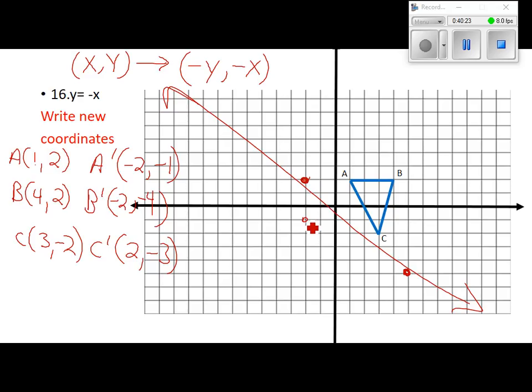-2, -1, that's gonna be A prime. -2, -4, that's gonna be B prime. And then 2, -3, that's gonna be C prime. We connect those, does that triangle look like the original triangle? Yes. It's just reflected across that new line right there.